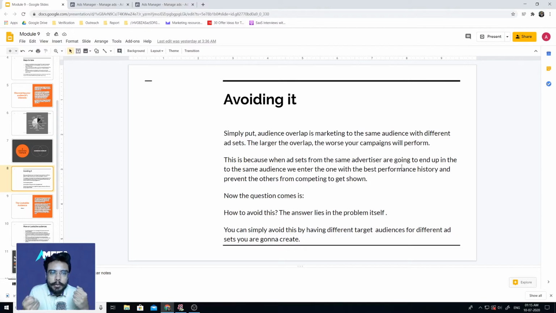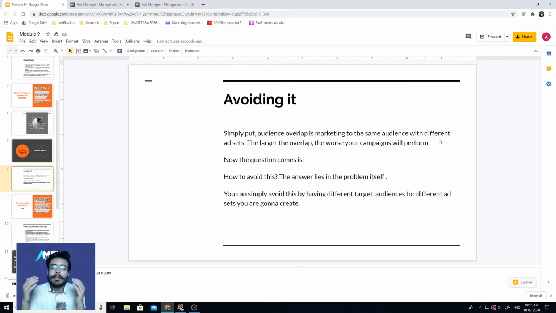Basically, you are paying money to defeat your own self, and from the other end, also you're paying money to defeat your own self. That's stupid. So this happens because ad sets from the same advertiser are going to end up to the same audience. Alright, so how do you avoid such a scenario? The answer legit lies in the problem itself. You simply avoid this by having different target audiences for different ad sets you're going to create.